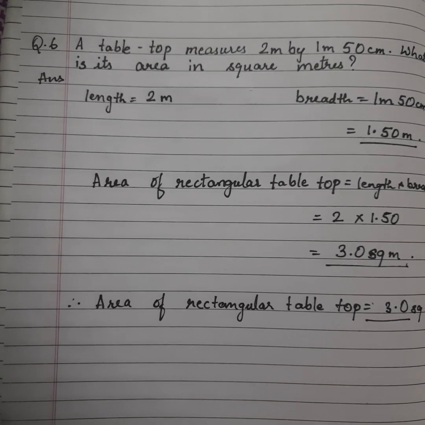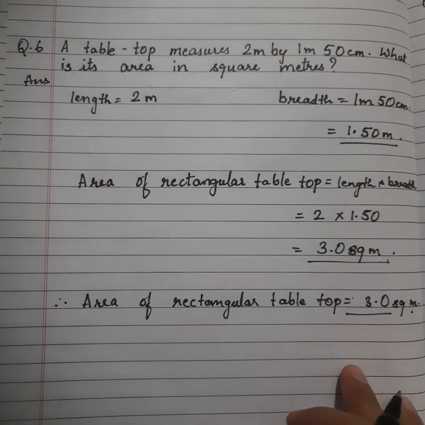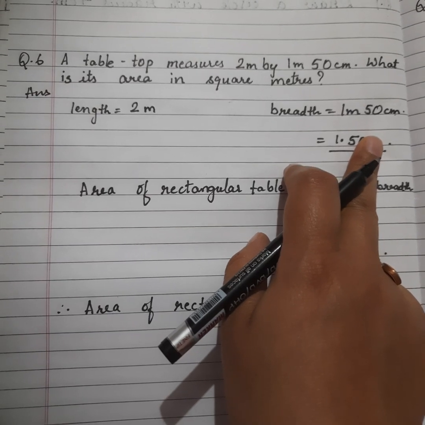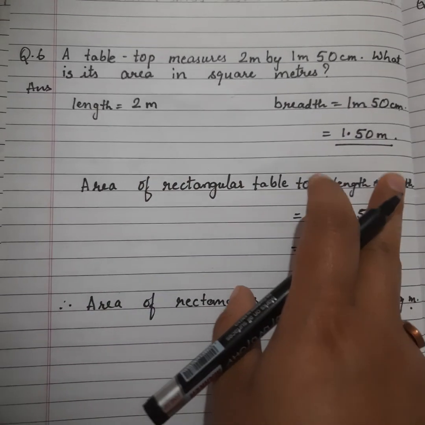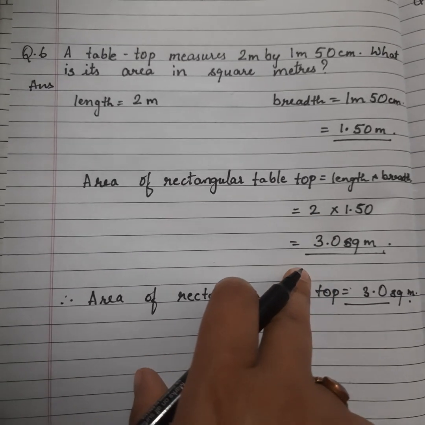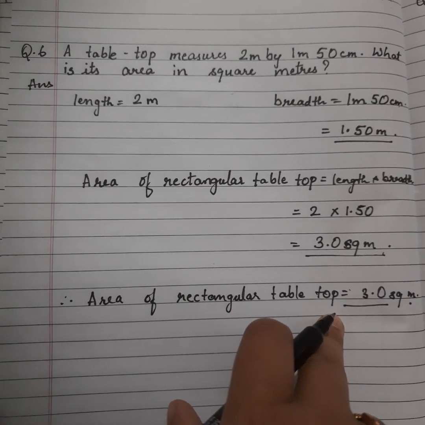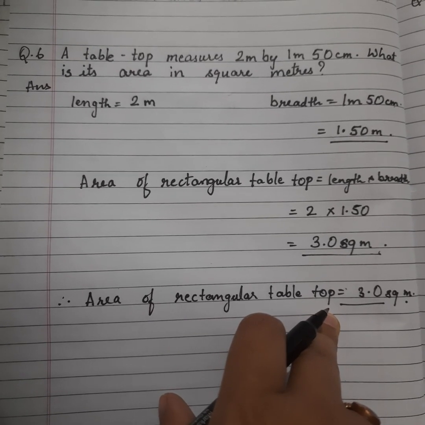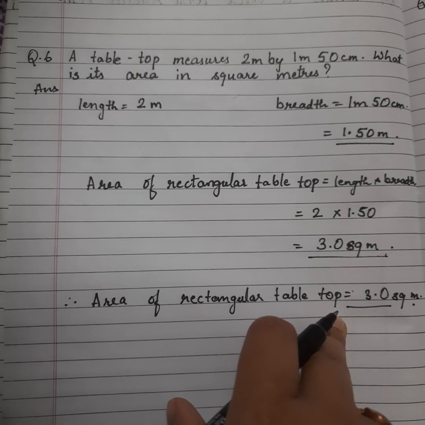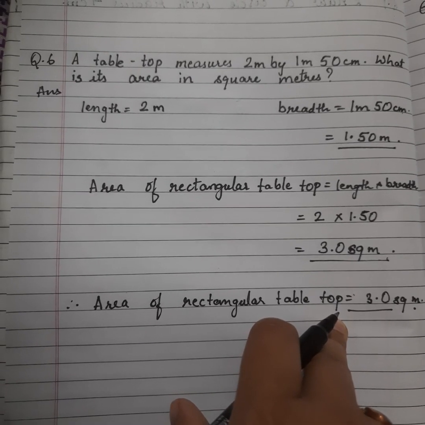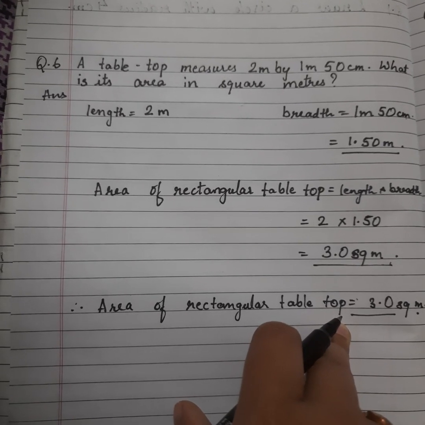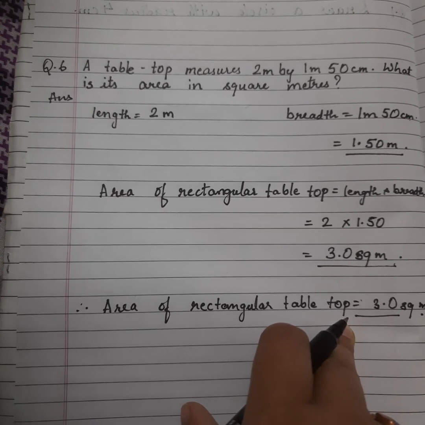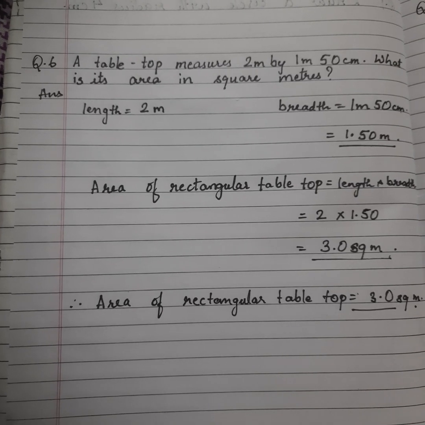Understood? This way you have to solve the problem sums. Write down the given values which are there in the question, put the formula, substitute the values, do the calculation, and finally the concluding statement of the answer. I hope these questions are clear. Do the remaining questions on your own. I'll be sending you the solutions of that, and from question 7 onwards we'll be doing in the next video. Thank you.